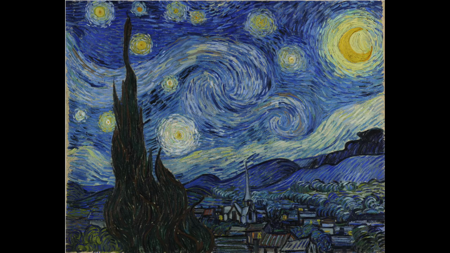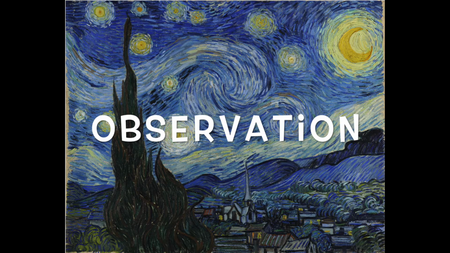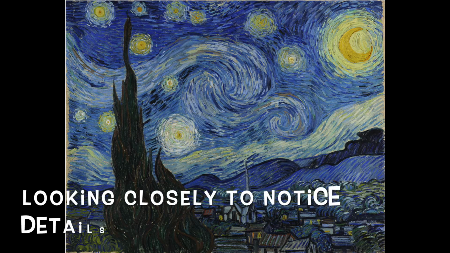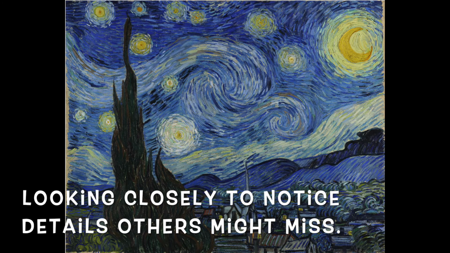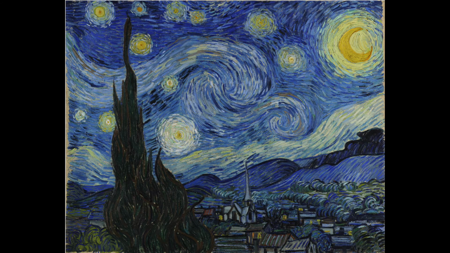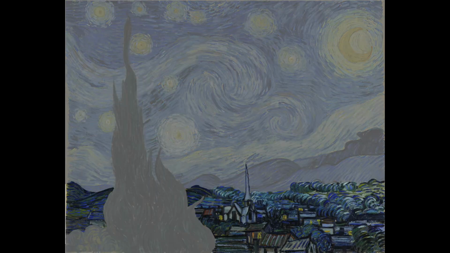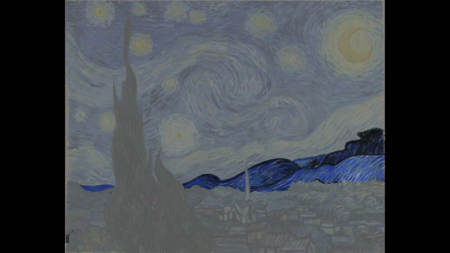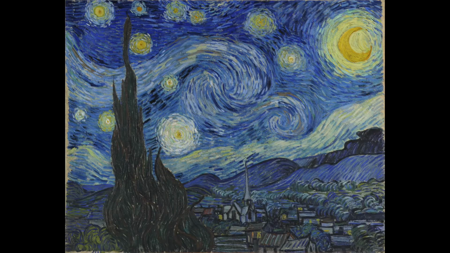Let's use this painting to help us develop our powers of observation, looking closely to notice details others might miss. What details do you notice in this painting? Are those details in the foreground, the middle ground, the background, or the sky? You can pause the video while you look at the painting.